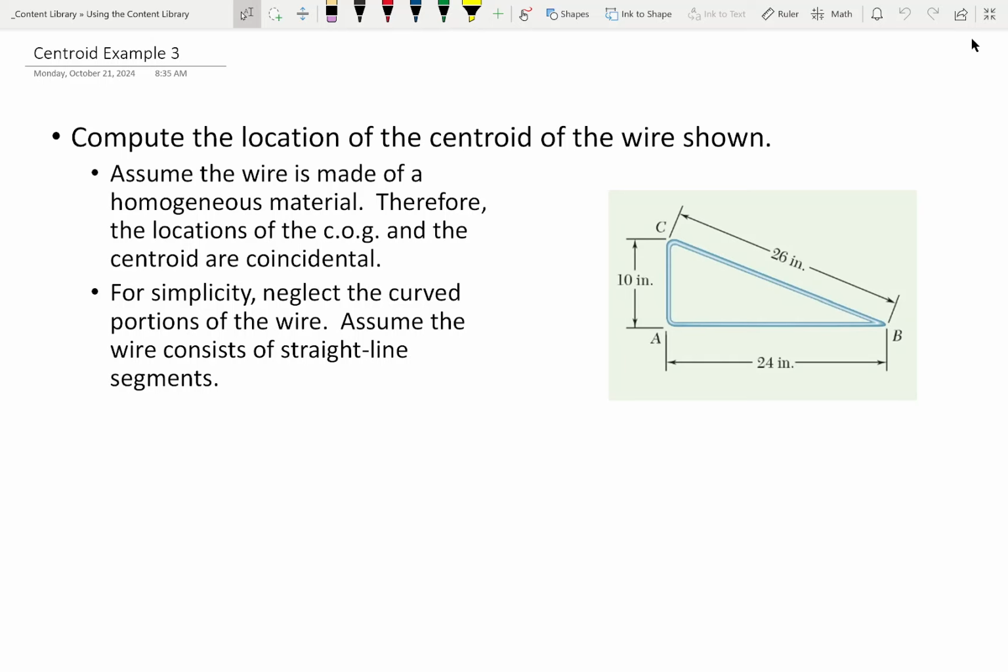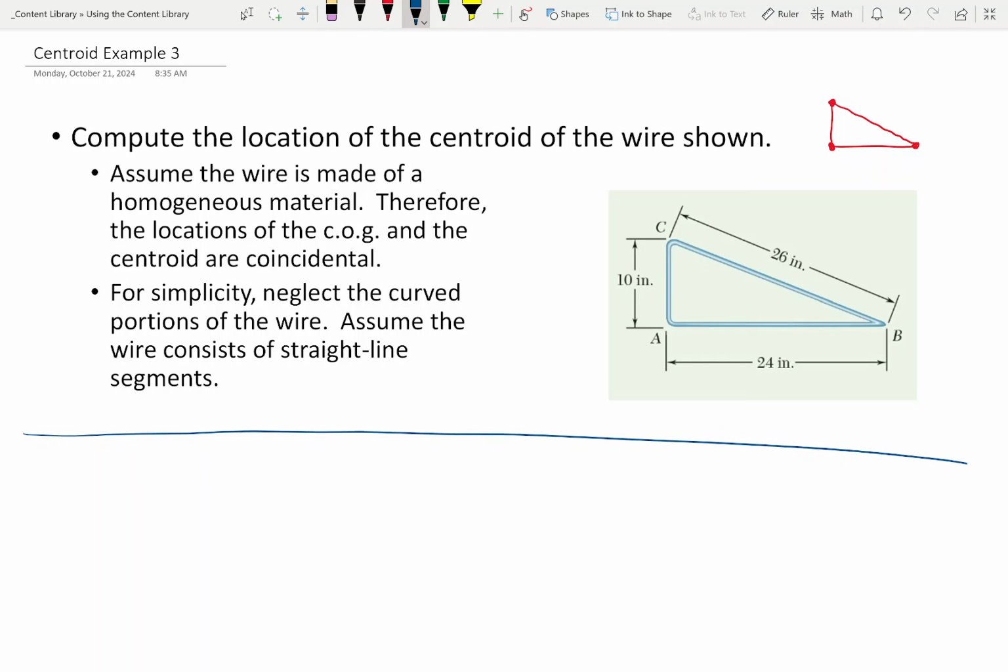The other thing that's worth mentioning is I don't really like this diagram. I like it because it shows that it's a wire, but I don't like it because it has these rounded segments here. But for the purposes of our discussion, we're going to sort of ignore the rounded segments. And so we're going to treat this wire as if it's just that, and that. Sort of 3 straight line segments. Okay? And what we're going to do is compute the location of this wire group.